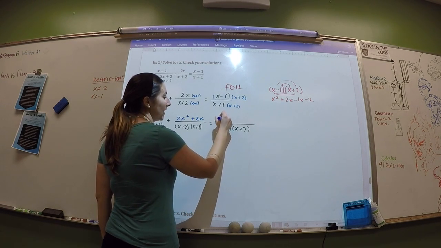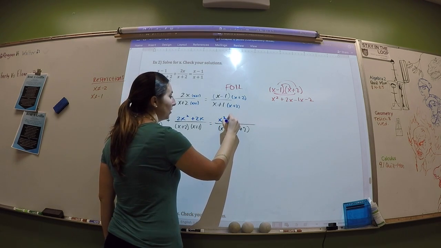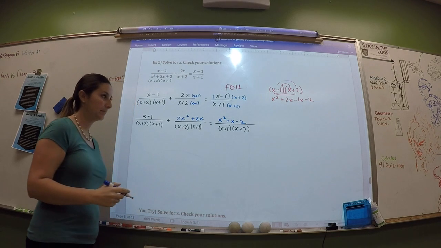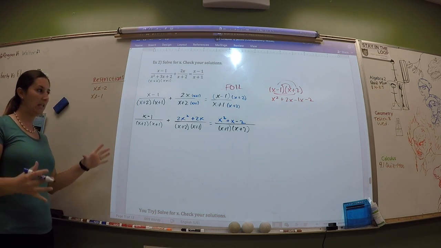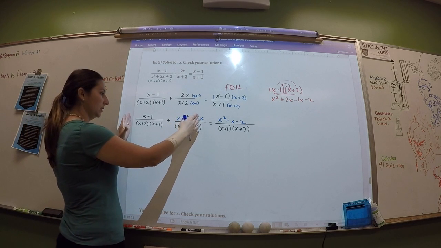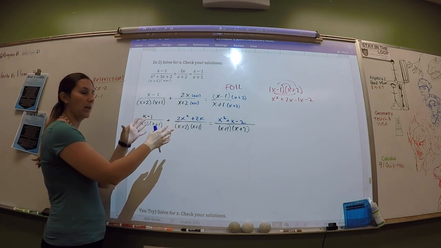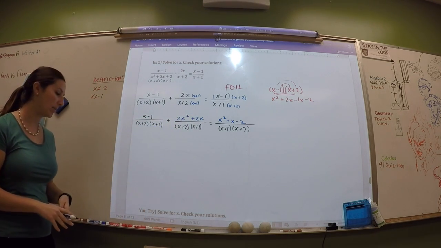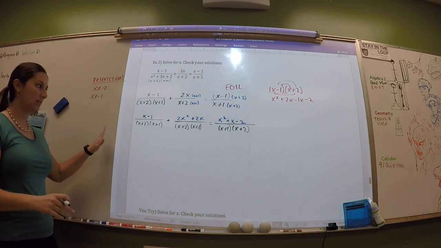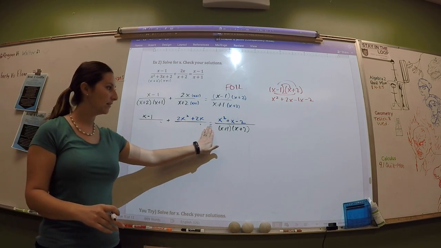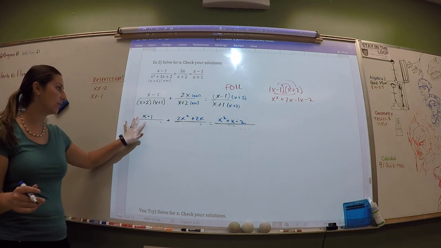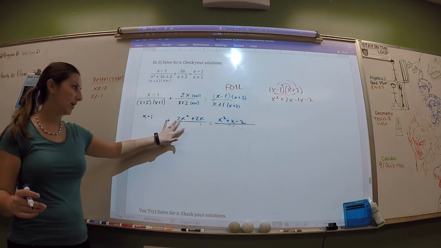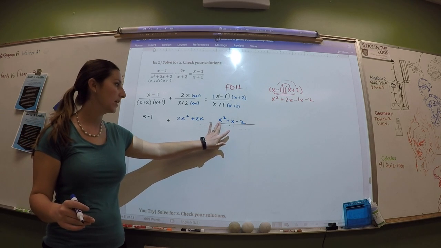So this numerator is x squared plus x minus 2. Now, you can either combine these, or if you want, once you have that common denominator, you can just get rid of it. As long as all your fractions have the common denominator, you don't need it anymore. Okay, so why is he gone?